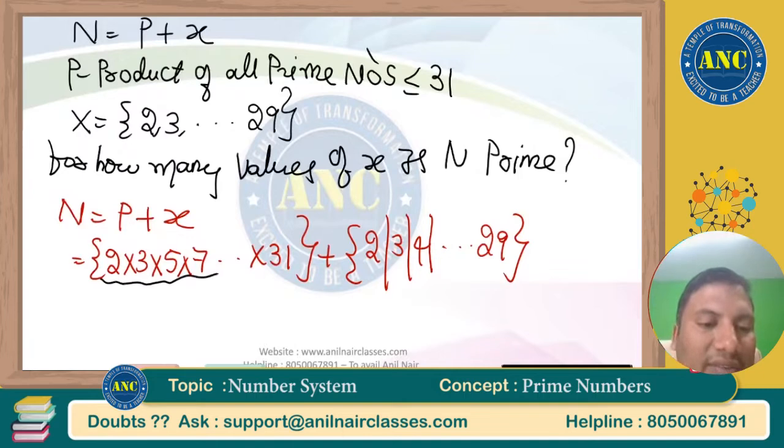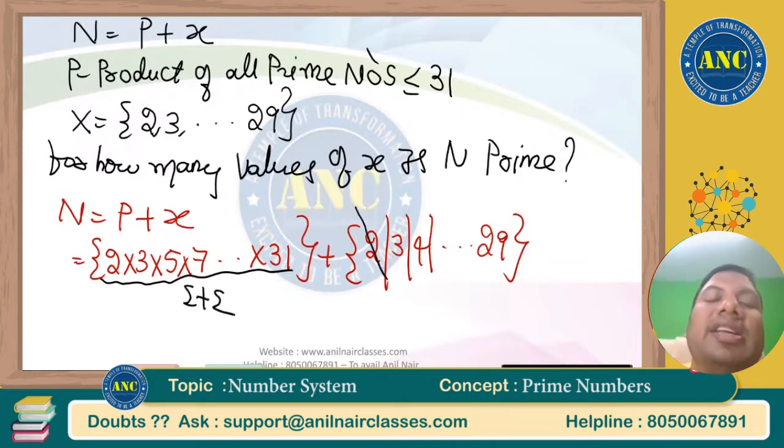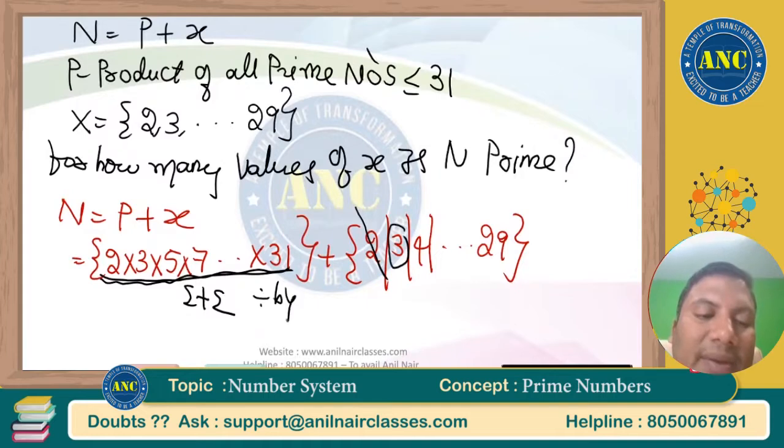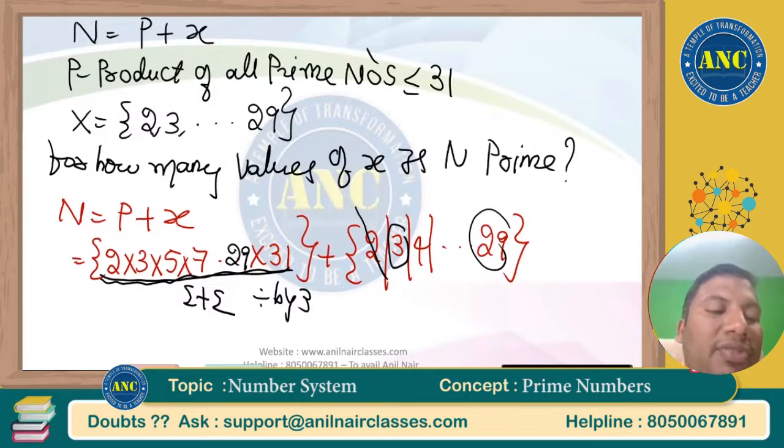See here, this is divisible by 2. 2 is divisible by 2. Even plus even is an even number. Any even number other than 2 cannot be a prime number. This is divisible by 3. This 3 is divisible by 3. Answer will be divisible by 3. Next, 4 is an even number. Answer will be divisible by an even number. This is 29. Here also 29 is present. This is divisible by 29. 29 is again divisible by 29.